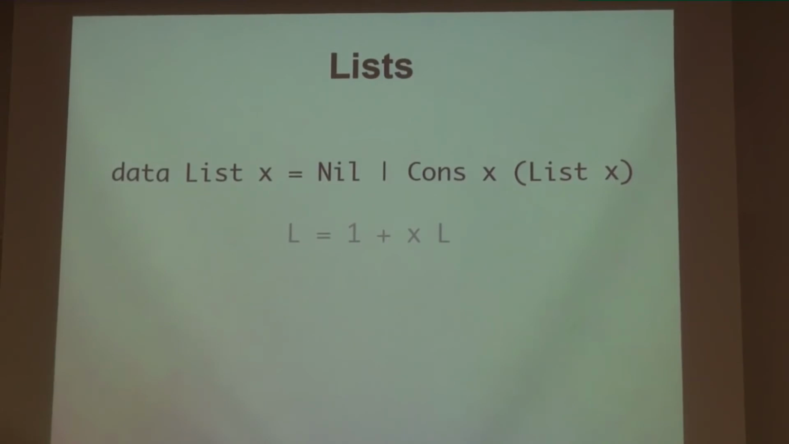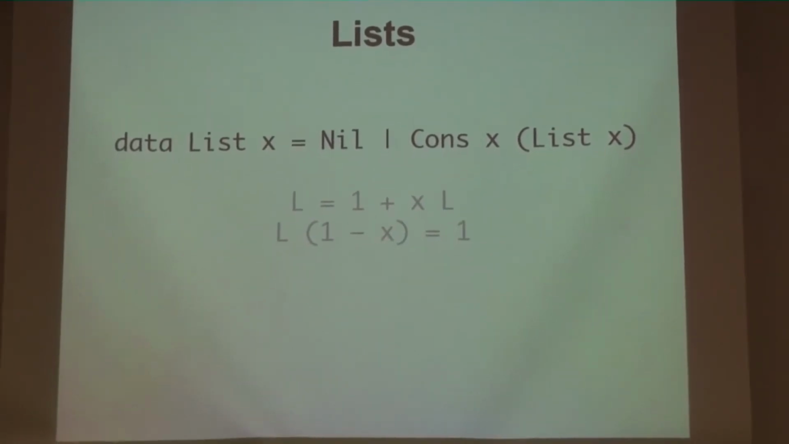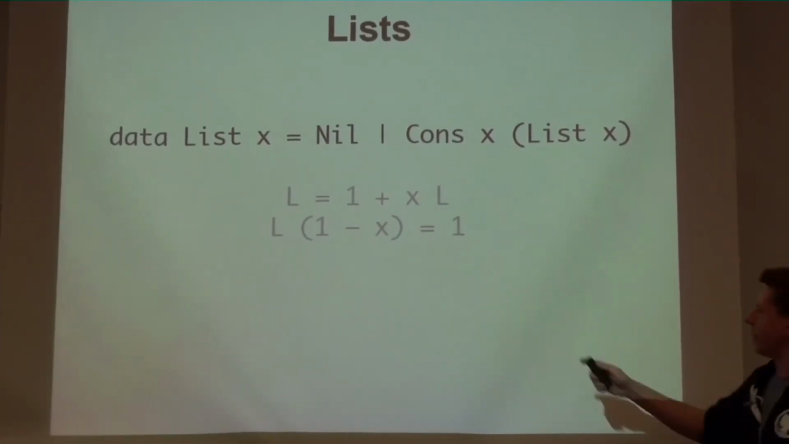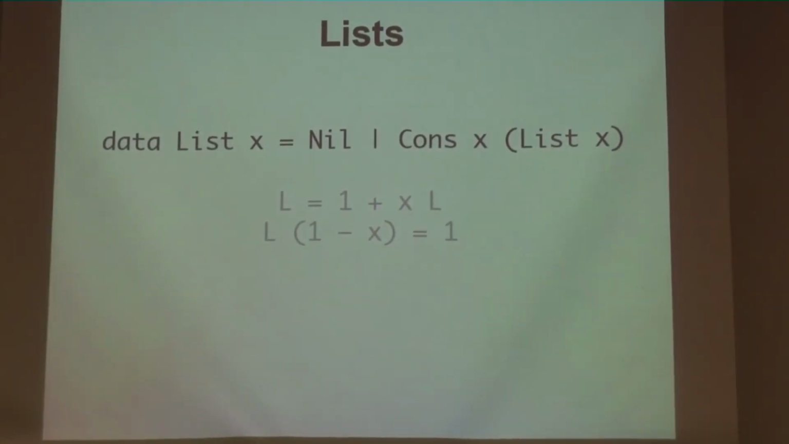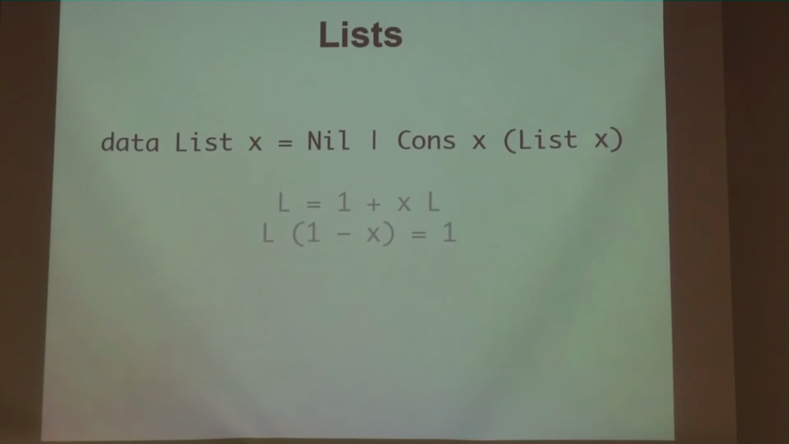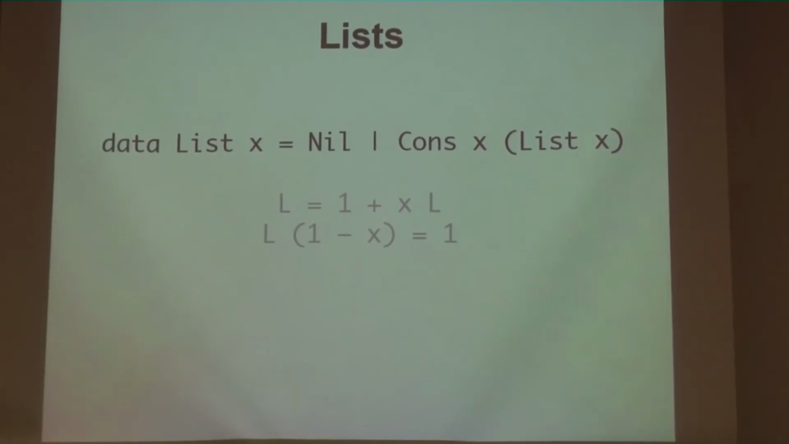And we say, well, what happens if we try and get all of the L's on one side of the equation and solve? So we take this xL to the other side of the equation, and we factor it out. So we get L times (1 minus x) is 1, which now makes no sense on a type level at all. Right? This is utter nonsense. What the hell does 1 minus x mean? But we just work with it and say that this means that lists are 1 divided by 1 minus x.